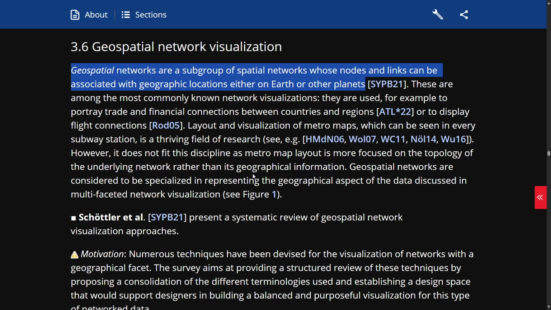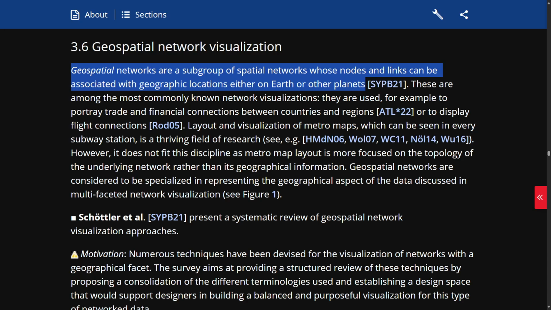flight connections [ROD 05]. Layout and visualization of metro maps, which can be seen in every subway station, is a thriving field of research. See, for example, [HMDN 06, WOOL 07, WC 11, NOL 14, WU 16]. However, it does not fit this discipline as metro map layout is more focused on the topology of the underlying network rather than its geographical information. Geospatial networks are considered to be specialized in representing the geographical aspect of the data discussed in multifaceted network visualization.